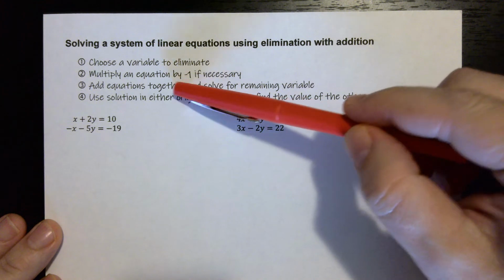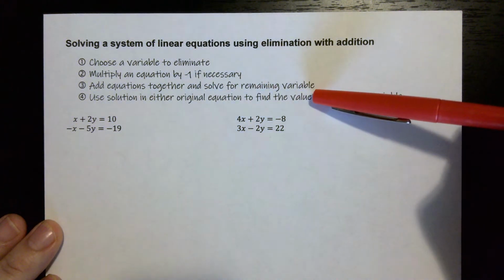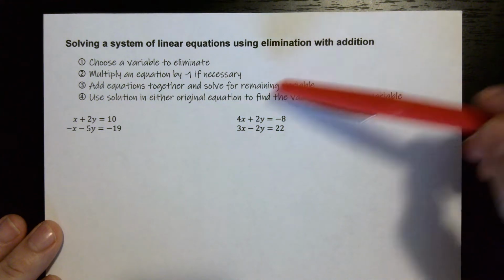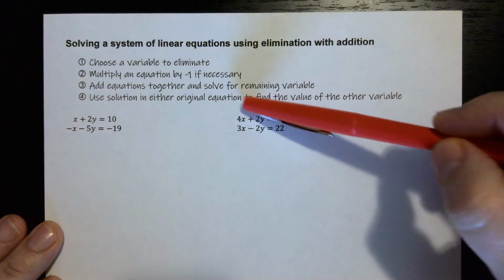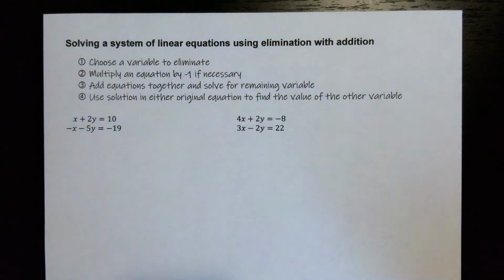Add equations together and solve for the remaining variable. There should only be one after you do that. And then use that solution to plug in and find the value of the other variable.